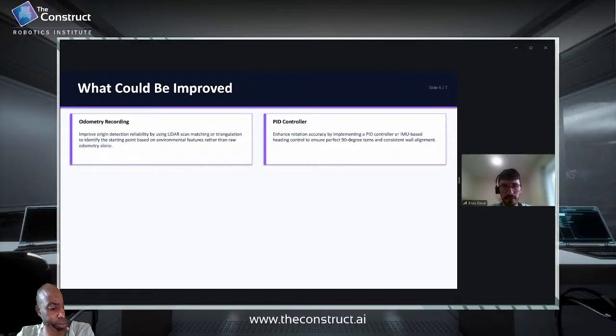Let's talk a bit more about your suggested method of improving odometry recording. You spoke about triangulation. To triangulate, you need 3 points, right? My assumption is the first 2 points are going to be your robot and the point of origin. What's going to be the third one? Am I understanding you correctly there?